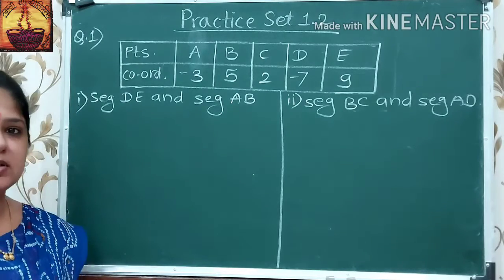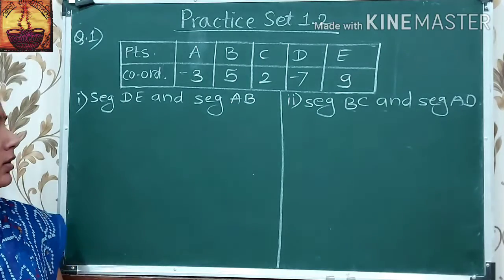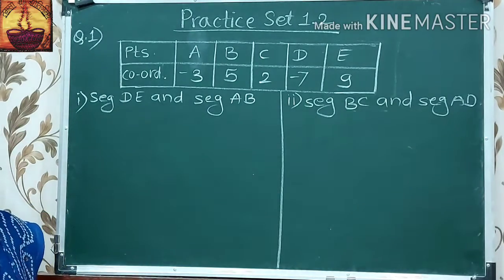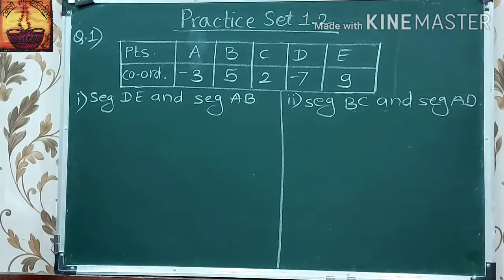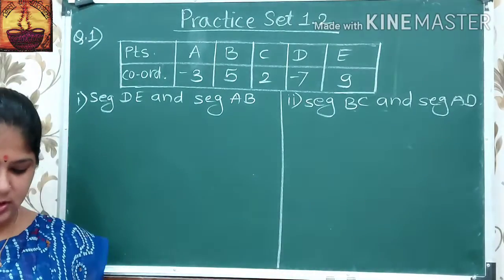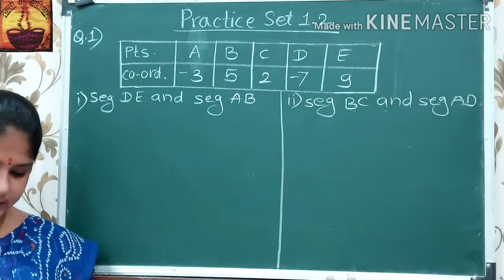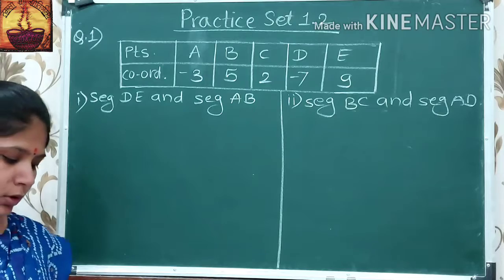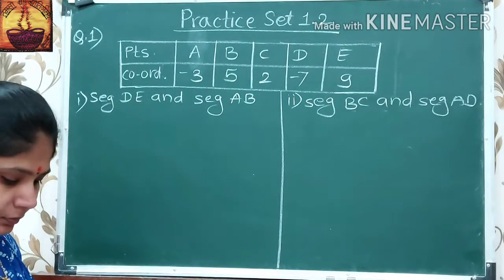lecture, we studied some new concepts. From these new concepts, we solve the practice set 1.2. Let us solve the practice set 1.2. Question 1 is, the following table shows given points on a number line and their coordinates. Decide whether the pair of segments given below the table are congruent or not.